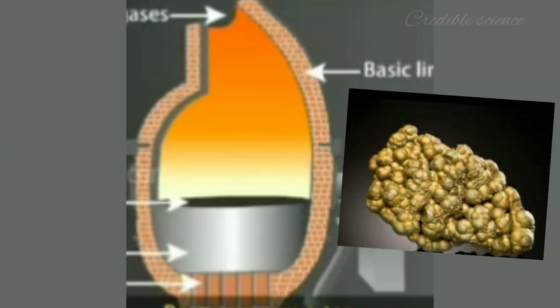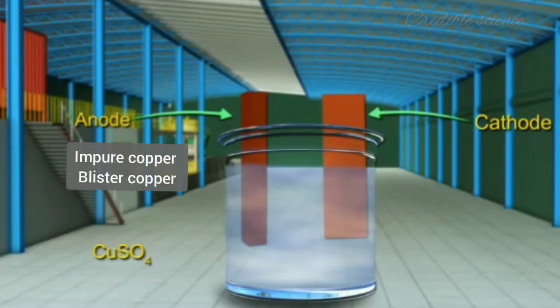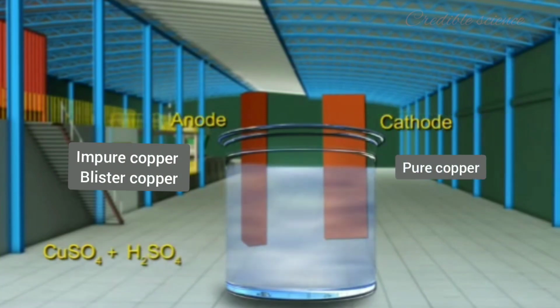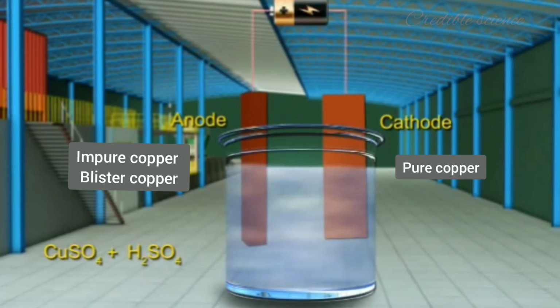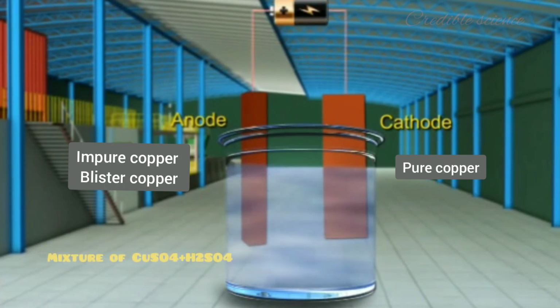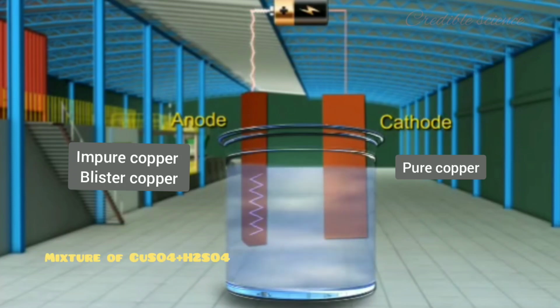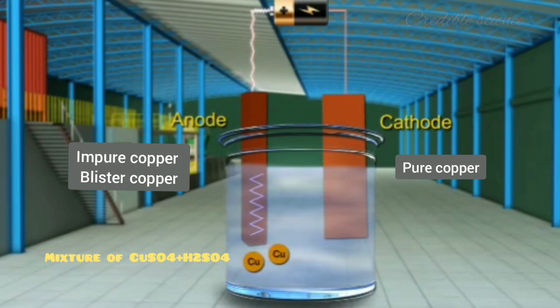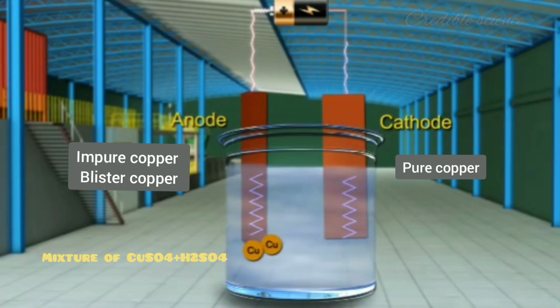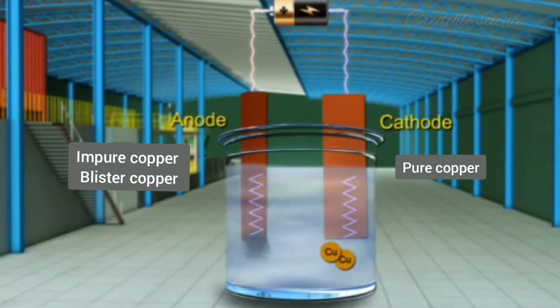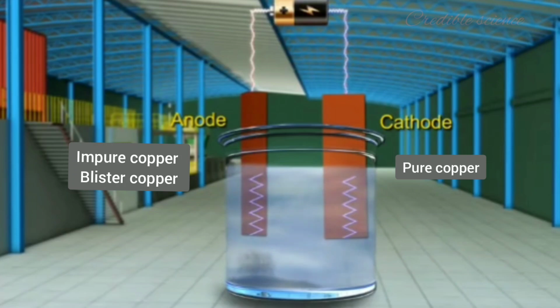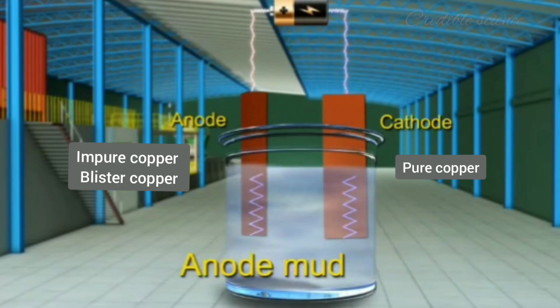The next step is purification. Here the copper is purified by the process called electrolysis. The impure copper, that is blister copper, is taken as anode and the pure copper is taken as cathode, and a mixture of sulfuric acid and copper sulfate is taken as electrolyte. When the electrodes are connected and current is passed through, copper from the anode gets dissolved into the solution and gets deposited in the cathode. Impurities that settle at the bottom are known as anode mud.